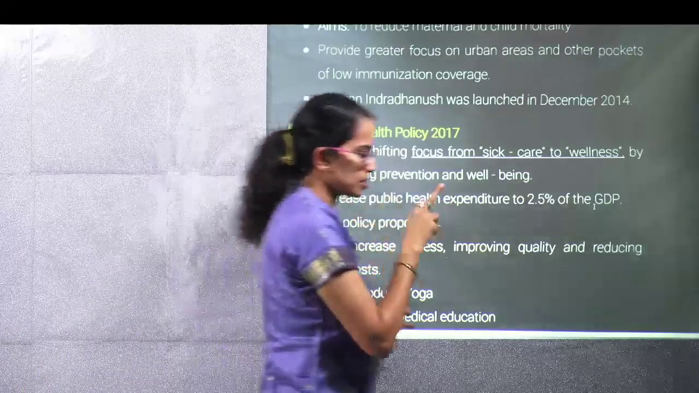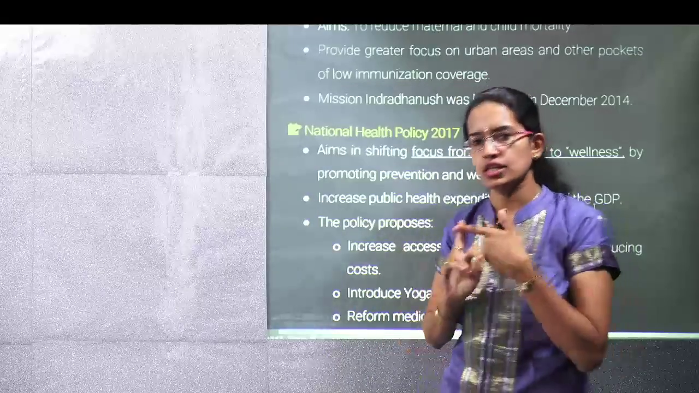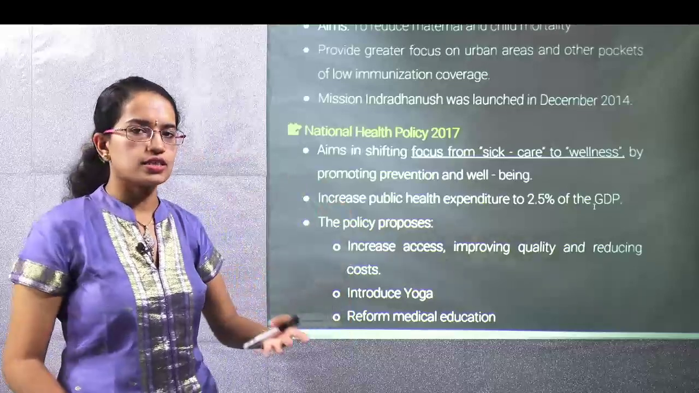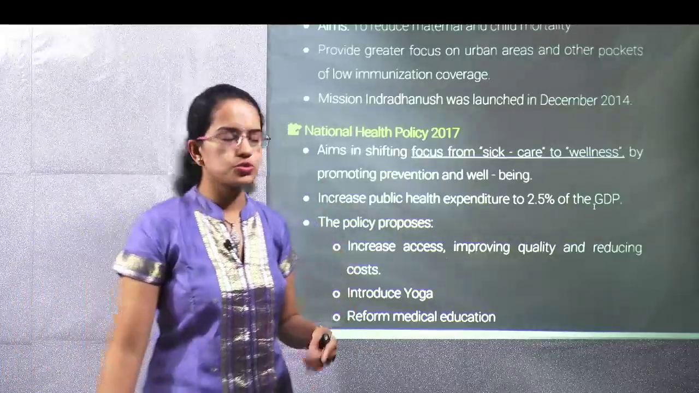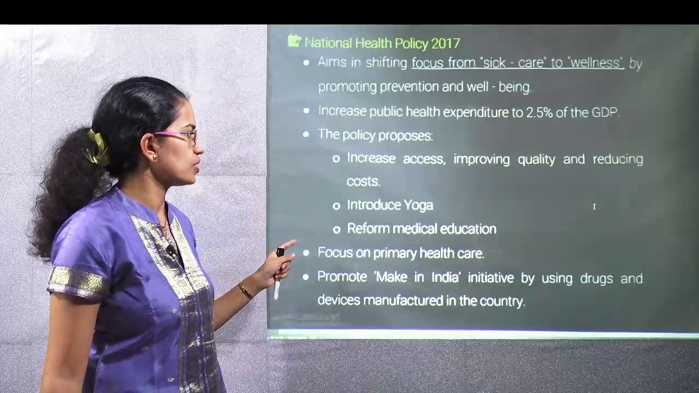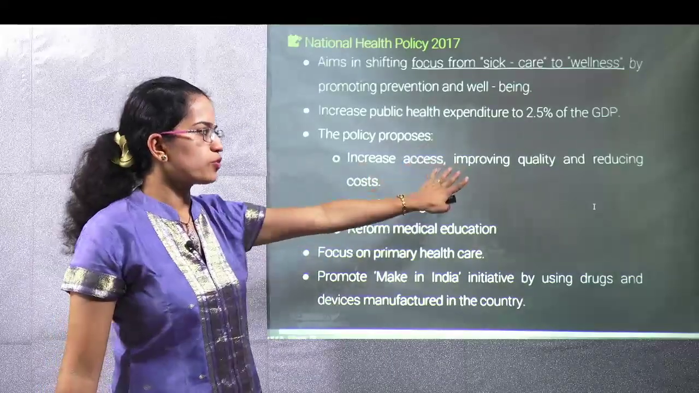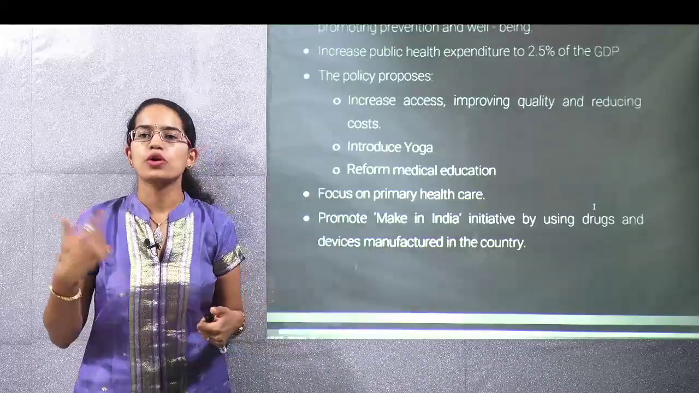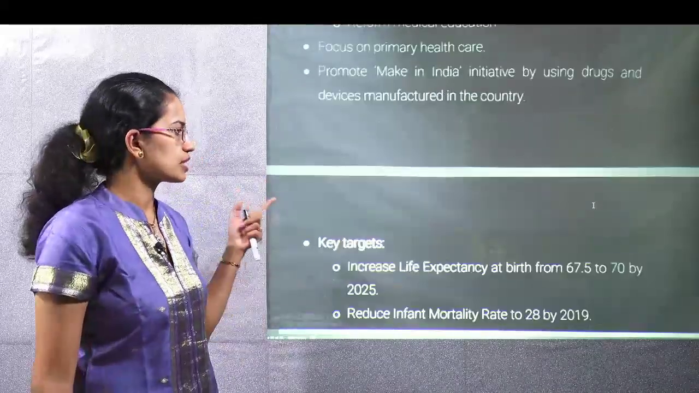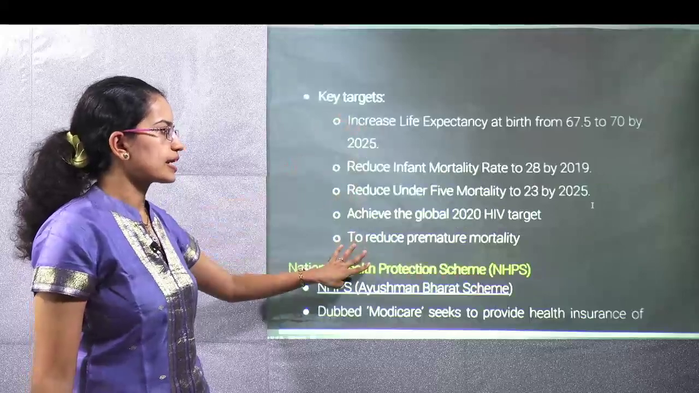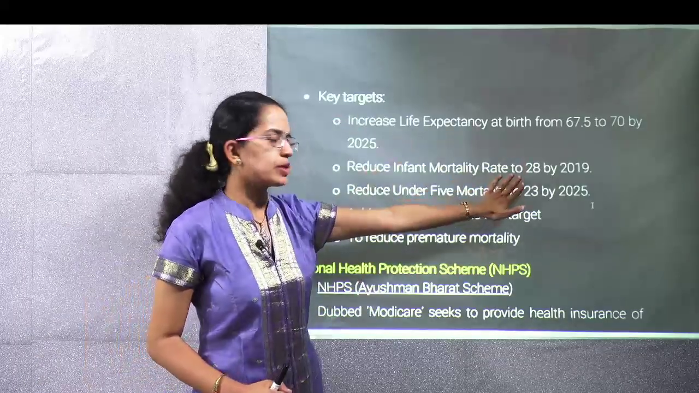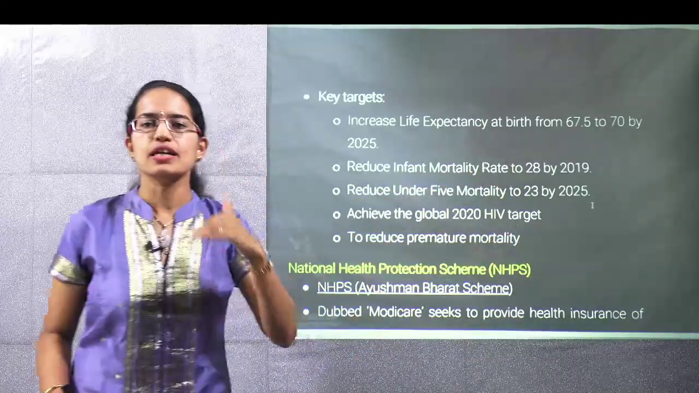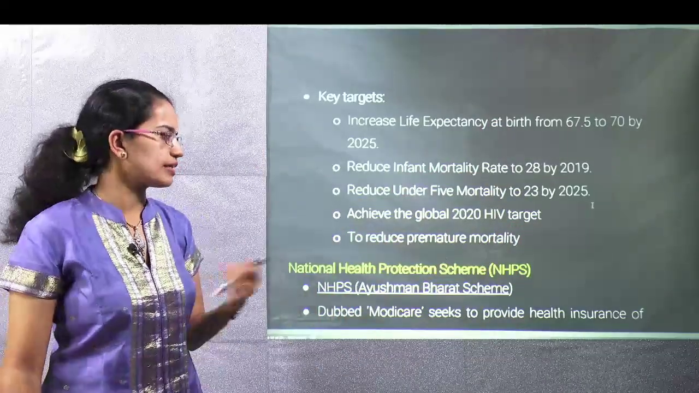National Health Policy 2017, recently released, is again important. The idea here is to move from sick care to wellness. So working on the wellness issues is the main focus under the National Health Policy, and it proposes improving the quality, reducing the cost, introducing yoga, and more reforms in medical education. Those are the key objectives, and there are some targets to be fulfilled for infant mortality, under-5 mortality, and so on. So the statistics are here, and this is something that you would have to remember and revise.